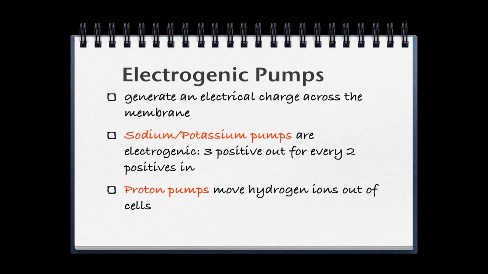Proton pumps are another type of pump that do the same thing that the sodium-potassium pump does, except instead of moving sodium ions and potassium ions, it pumps hydrogen ions. And both of these processes use ATP energy to function.